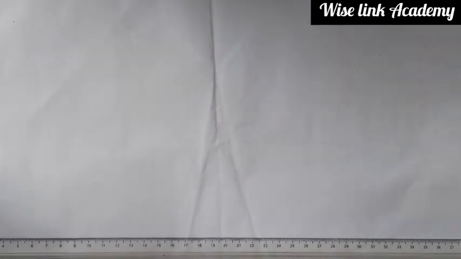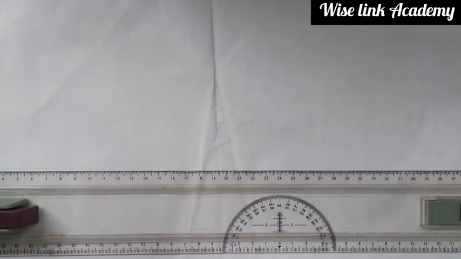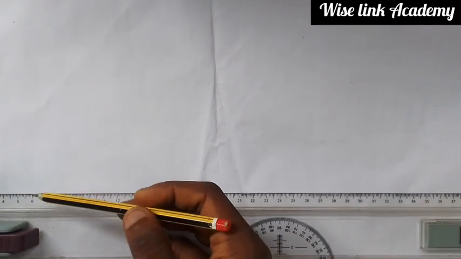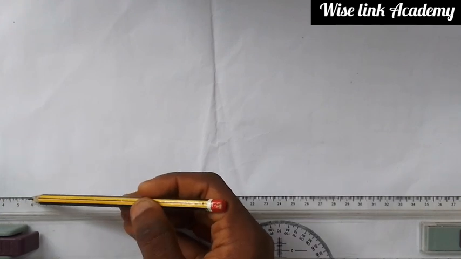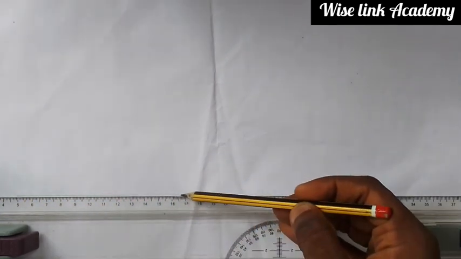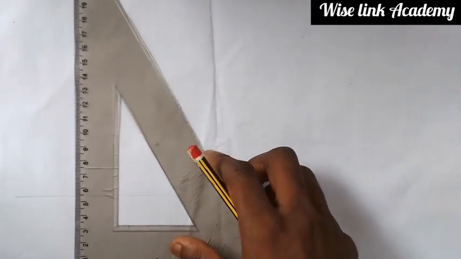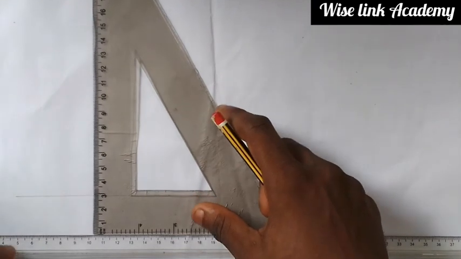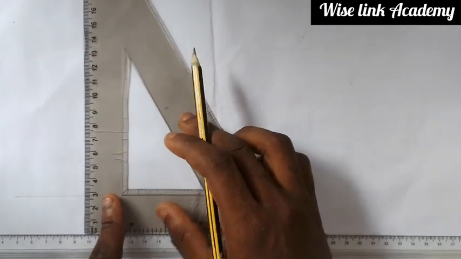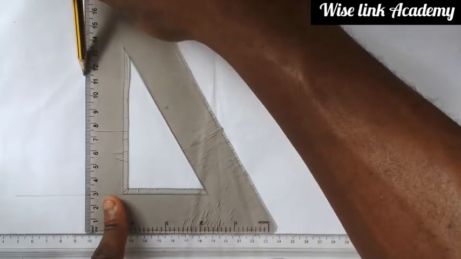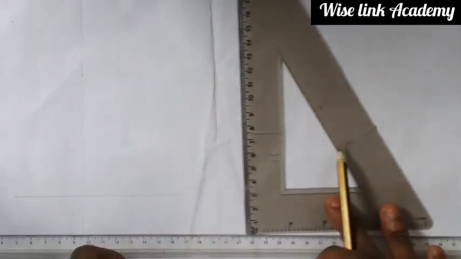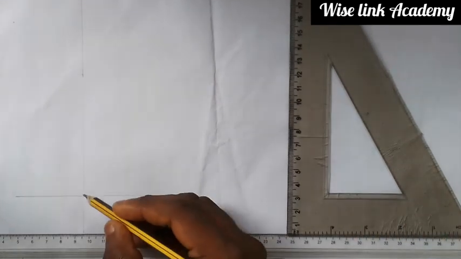The first task is to draw my horizontal line. After drawing my horizontal line, I will draw a vertical line to create a center point. With the help of my T-square this way, I will draw a horizontal line at this point. Next up, I will place my set square this way, tangential to my T-square, and draw a vertical line upward. So I have this, as you can see. Now this is my center point.